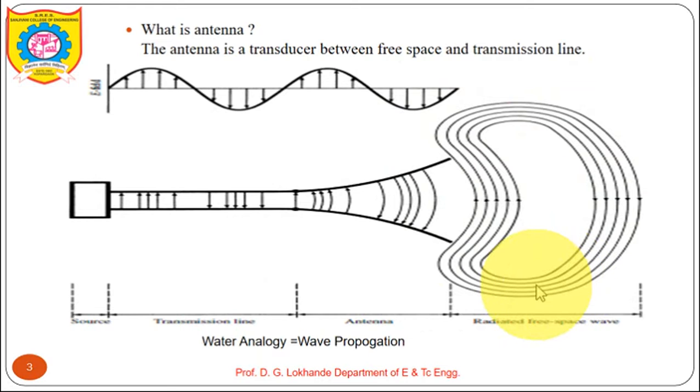Then the charge alternates from positive to negative and negative to positive. So here it's negative and here it's positive, and it will move the charge from positive to negative again. After successive oscillations of the signal, these waves will be in a closed form, and they are radiated in free space.